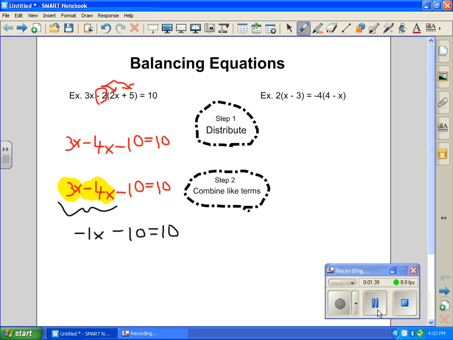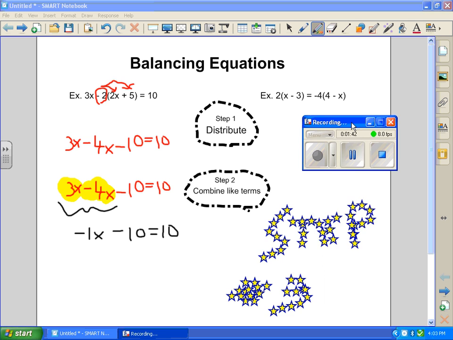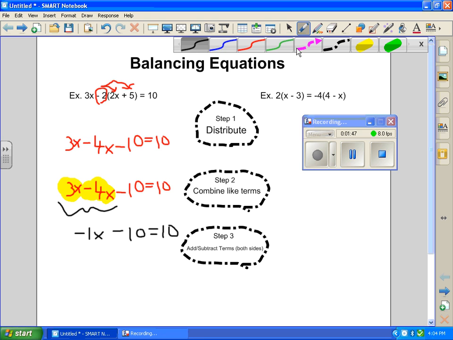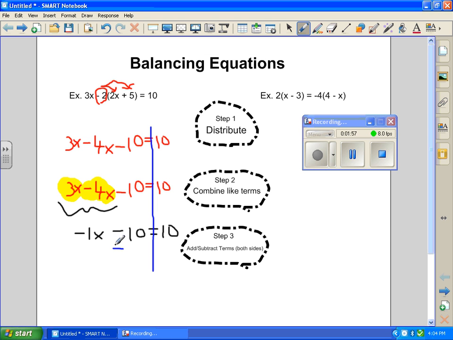Now step 3, kind of ran out of room on that one. Step 3 is to add or subtract terms to both sides. So in this case, we're actually going to have to get rid of this minus 10. So you got to get minus 10 to the other side. So the opposite of, I better draw my balance line, the opposite of minus 10 is a plus 10. So you add 10 to both sides. So those cancel out. So we're left with negative 1x equals 10 plus 10 is 20. All right, so first distribute, combine like terms, then add or subtract.